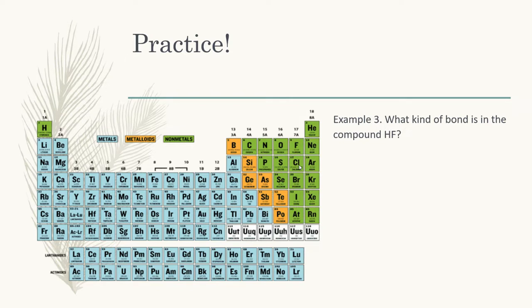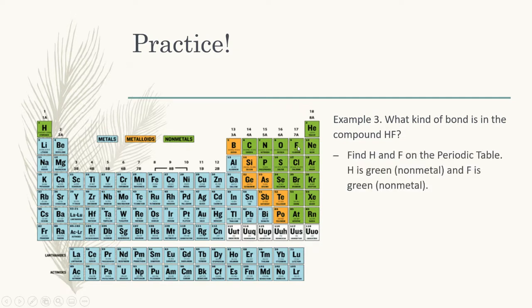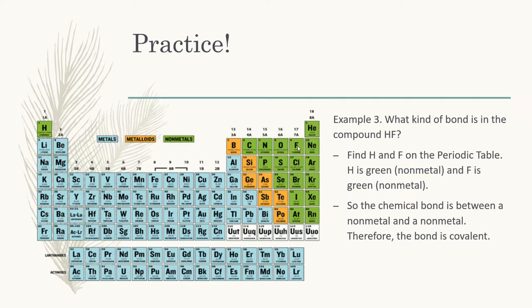So what kind of bond is the compound HF? H is hydrogen, F is fluorine. So remember hydrogen, he's the oddball. He's on the other side of the periodic table from all the other nonmetals, but he's still a nonmetal. And then fluorine is over here as well, green, so it is also a nonmetal. So both are nonmetals, which means that the bond is covalent. Okay, so this one, hydrogen and fluorine are both nonmetals, making it a covalent bond.